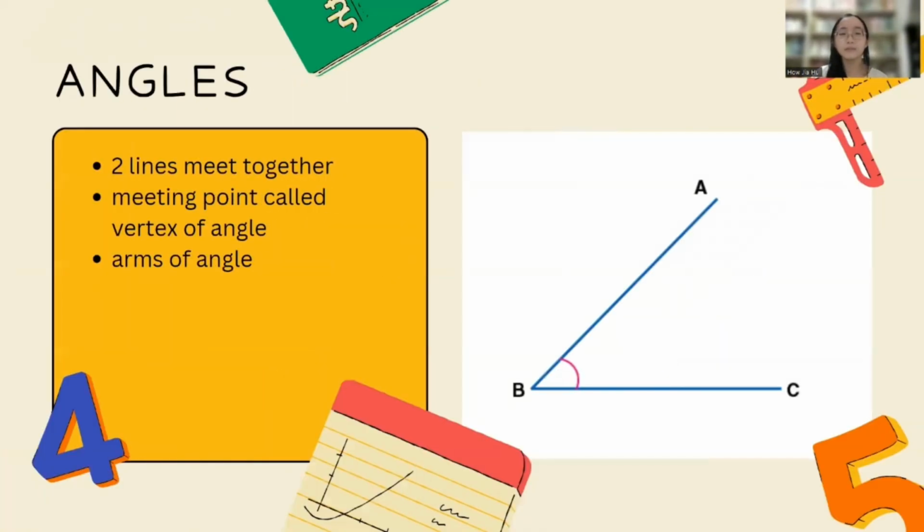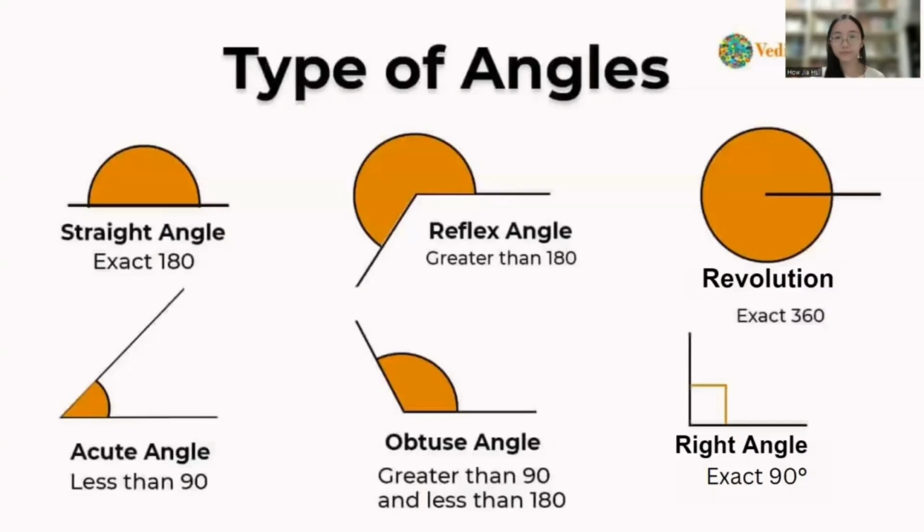An angle is formed when 2 lines meet together. The meeting point is called the vertex of the angle, which is point B. Line A to B and line C to B are called the arms of the angle. There are several types of angles. First is the straight angle, which has an exact angle of 180 degrees. Reflex angle, which has an angle greater than 180 degrees. Revolution, which is an exact angle of 360 degrees.